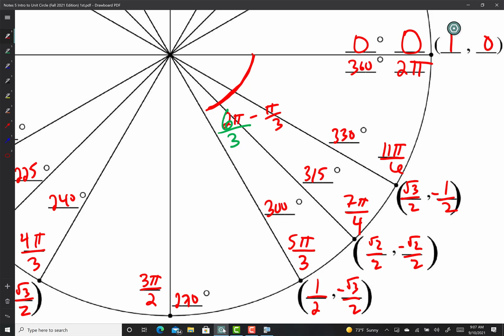Don't worry. We're going to talk about how you can see all of them are pi. Look at the 11 pi over 6. If you add pi over 6, that would be 12 pi over 6, and 12 pi over 6 is 2 pi. 7 pi over 4, if you add pi over 4, that would be 8 pi over 4, and 8 pi over 4 is 2 pi. You see that? All right.